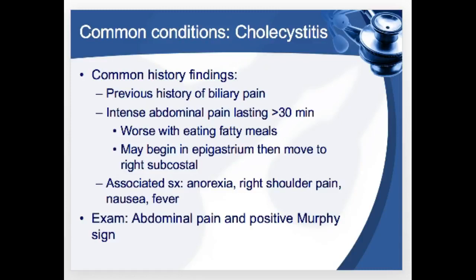Cholecystitis, usually there will be a history of previous biliary pain. It's really, really intense. These people are very uncomfortable. Usually lasts greater than 30 minutes. It's worse after eating fatty meals. It's associated with anorexia, can be associated with right shoulder pain, nausea, fever. People come into the ER thinking they're having a heart attack with cholecystitis because of that shoulder type pain. On examination, they can have obviously abdominal pain. A positive Murphy's sign is the other thing.